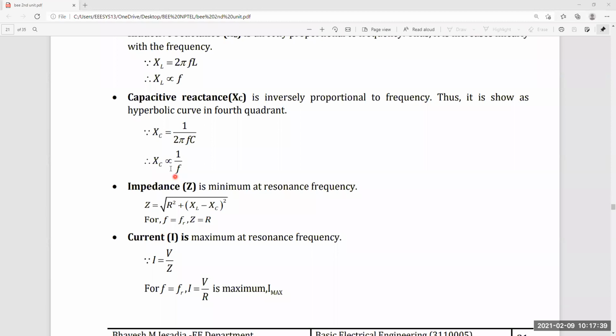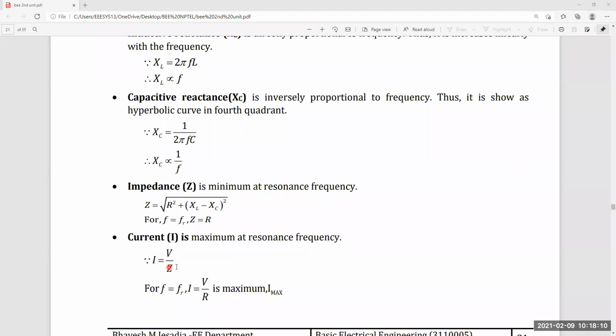Then impedance Z is equal to square root of R square plus (XL minus XC) whole square. Under resonance condition, XL is equal to XC, so that term is 0 and Z is equal to only resistance. Only the resistance effect remains, that's why impedance is minimum at resonance frequency. When impedance is minimum, current is maximum. That's why current I is maximum at resonance frequency.